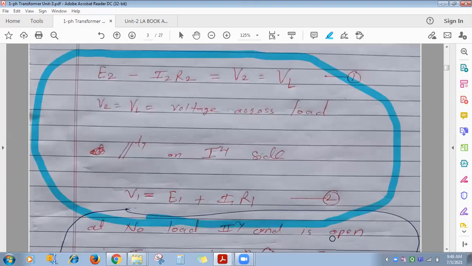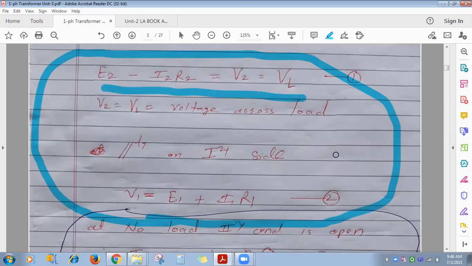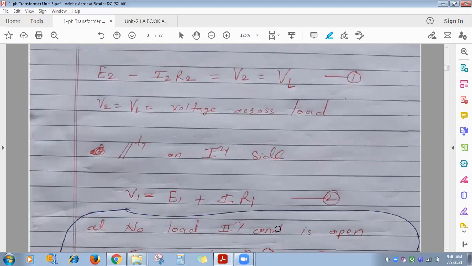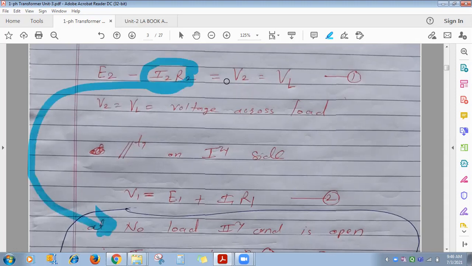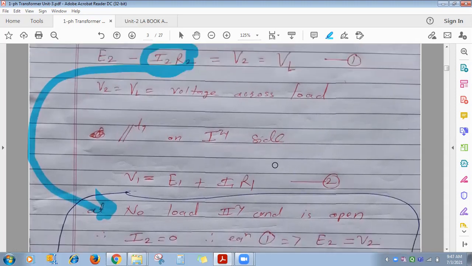So when the transformer is loaded, you have to use these two equations. If some load is there on the transformer, E2 minus I2 R2 is equal to V2, which is equal to VL on the secondary side, and on the primary side V1 is equal to E1 plus I1 R1. But when the transformer is at no load condition, when the secondary is open, then I2 is 0. That's why the I2 R2 drop will be 0, and you will get E2 equal to V2. See, E2 is equal to V2 at no load condition, isn't it?